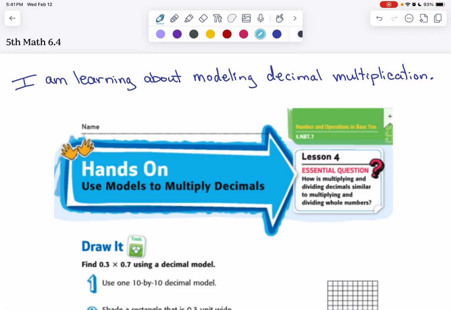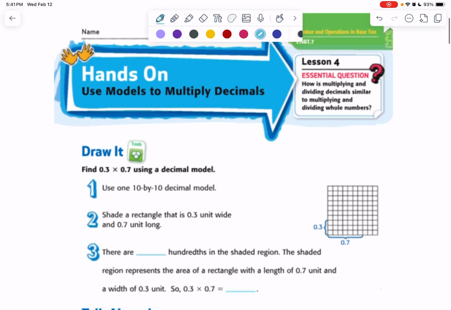It's a hands-on, meaning we are going to model the multiplication of decimals. So what are we learning about? We're learning how to model decimal multiplication. Okay? So first, let's figure out how we would draw it.